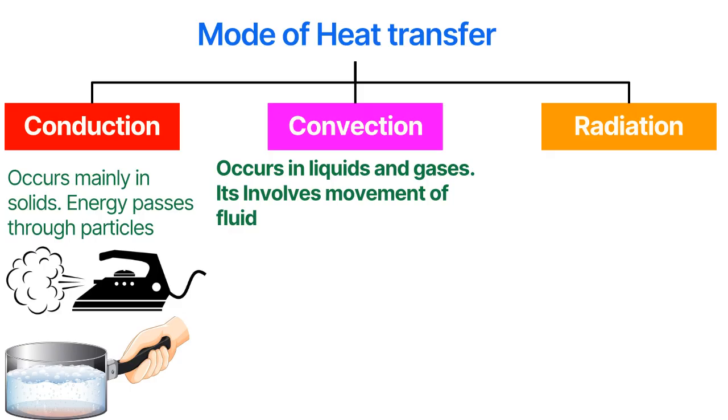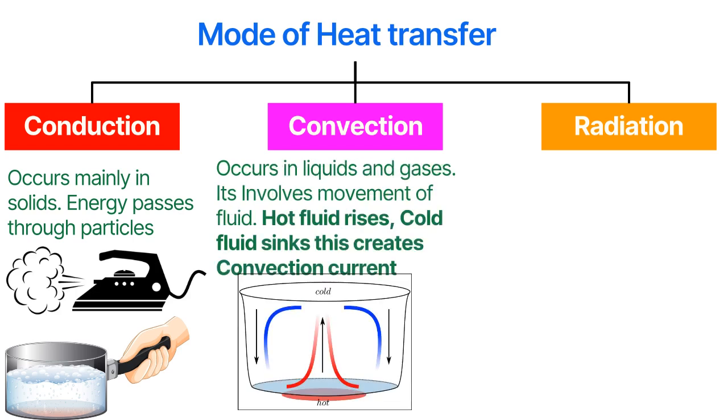Now let us build the idea further. When a fluid is heated, it becomes less dense and rises. Cooler fluid is denser, so it sinks to take its place. This continuous movement forms a convection current.